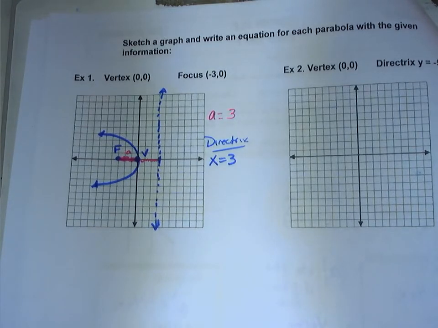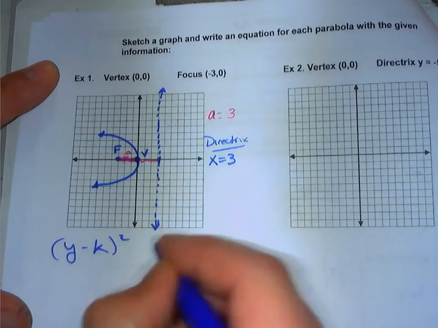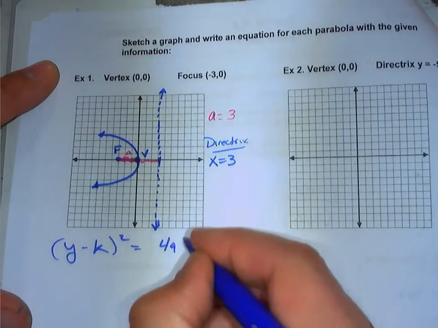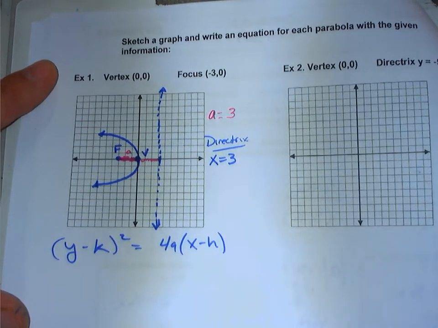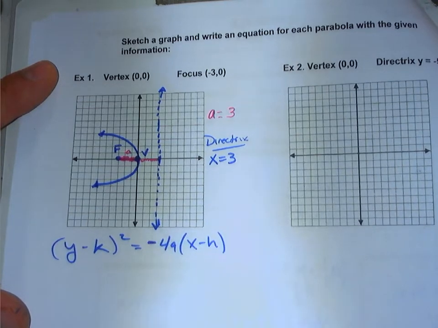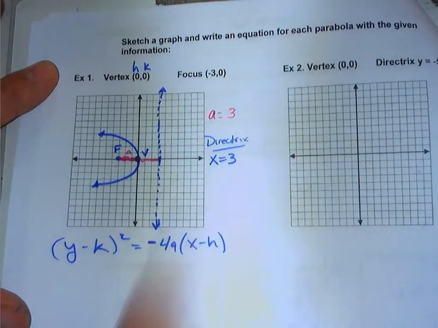The last thing they want us to do is write the equation. Because it opens left, it's not a function, right? Doesn't pass the vertical line test. So are the x's squared or the y's squared? The y's are squared. Very good. So this is a y minus k squared, 4a, and then x minus h. And then is it positive or negative if it opens left? This is a negative in front. Very good. All right, so again, this is my h and k, and we have our a value.